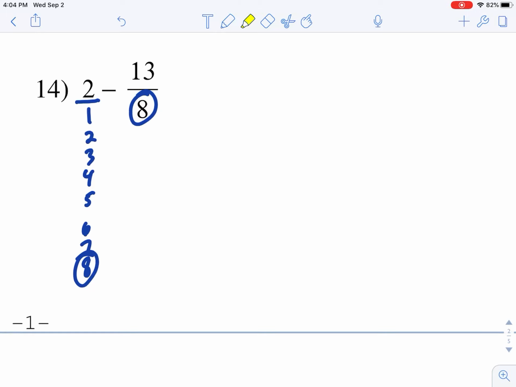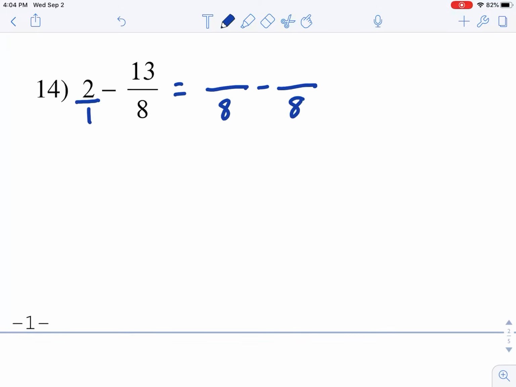So instead of going through that whole charade, let's just do this. So we have this fraction minus this fraction, and we determine that the common denominator has to be 8. Well, this fraction doesn't have to change. It's already got an 8. The only fraction we have to change is this one. So this one, we multiplied the bottom times 8. 1 times 8 is 8, so we have to multiply the top by 8. And we're looking at 16/8 minus 13/8.